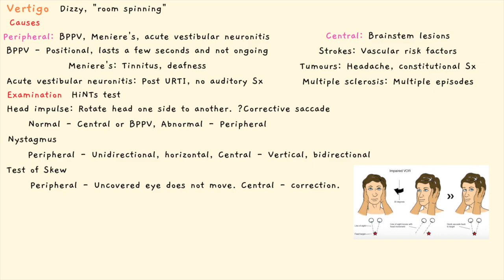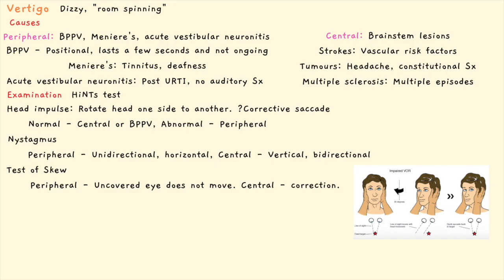Then you want to look for nystagmus. Peripheral lesions are unidirectional and horizontal. If there's nystagmus vertically and bidirectionally, it's likely to be central. But also, do not confuse this kind of nystagmus with physiological nystagmus. Pathological nystagmus is very obvious. So if you're thinking, is it nystagmus, is it not nystagmus, it's probably physiological and not too much to worry about. Final part of the HINTS exam is test of skew.